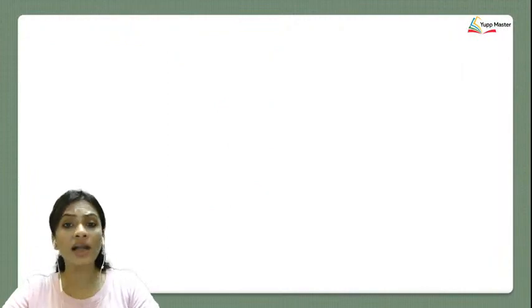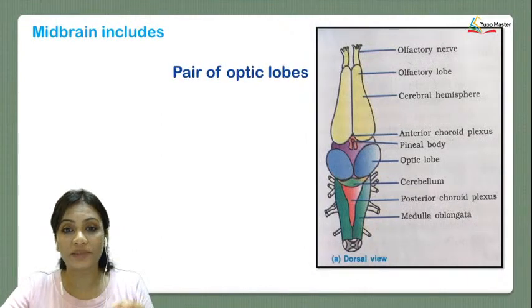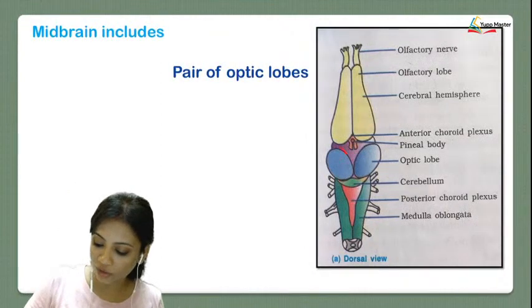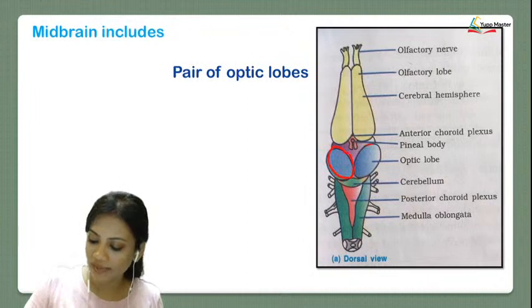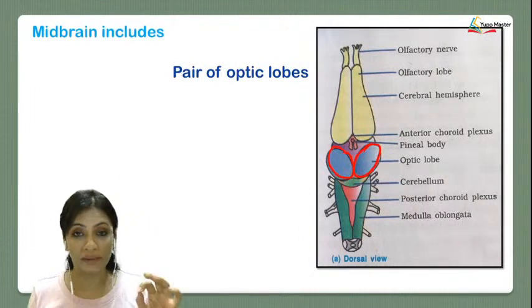Then coming next to the midbrain. The midbrain has the part which is called the optic lobes. Can you see there are 2 optic lobes here? Okay, one here and the second one here. So the midbrain has a pair of optic lobes.